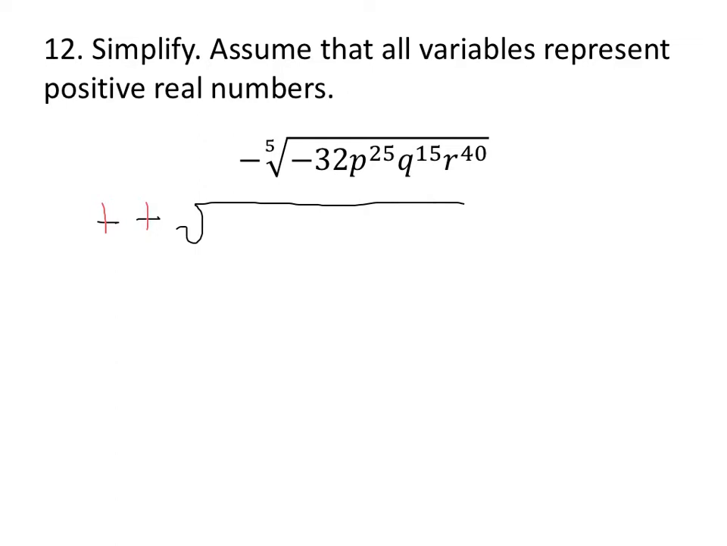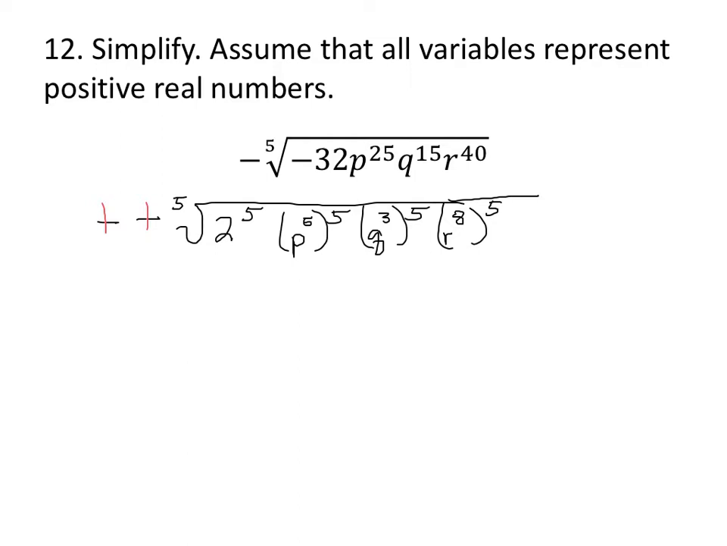Okay, so we are dealing with the fifth root, and we know that 32 is the same thing as 2 to the fifth. And you could say p to the 25th is p to the 5th to the 5th. q to the 15th is q to the 3rd to the 5th. And r to the 40th is r to the 8th to the 5th. Because the power rule says if you multiply the exponents together, p to the 5 to the 5 is the same thing as p to the 25, and so on.